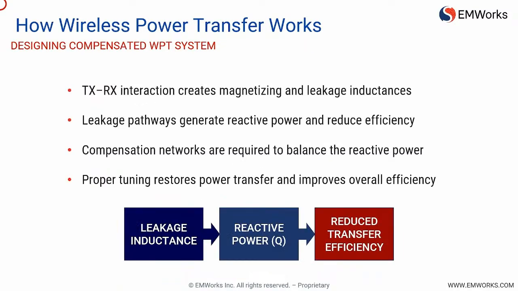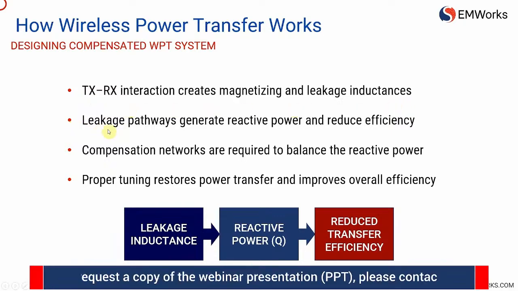In a wireless power transfer system, there is always a physical gap between the transmitter or TX and receiver or RX coils. Because of this distance, not all of the magnetic flux can be coupled to the receiver, which creates leakage inductance. This leakage inductance causes reactive power to circulate in the system instead of delivering useful power to the load, leading to low energy transfer efficiency.